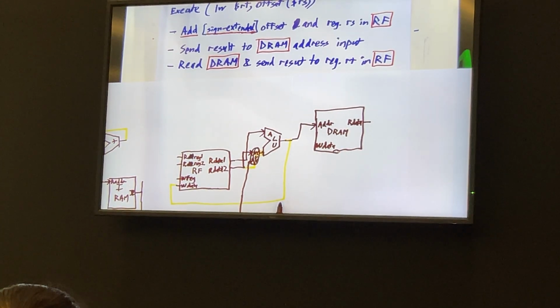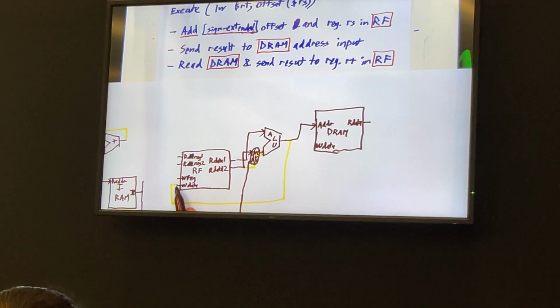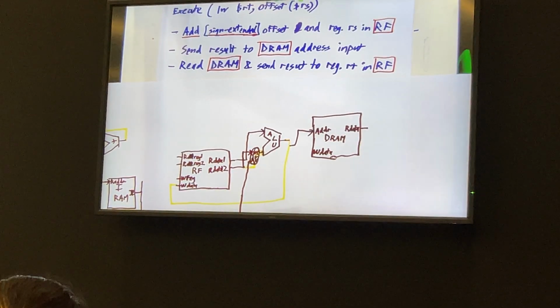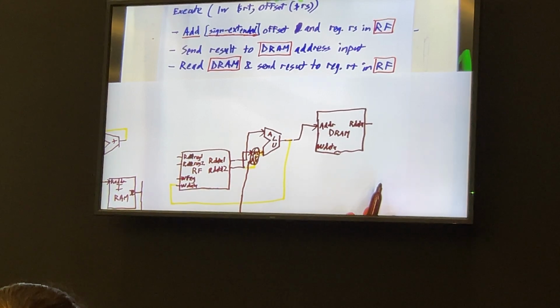But once again, we have a problem. We're having this yellow line that goes there. We also want this to go there. We cannot connect the two outputs together. Everybody see that? Because in the R type, we have this being written to the register file. In the load word, we have this being written to the register file. We cannot have both being written to the register file. What do we do? Mux again, good.